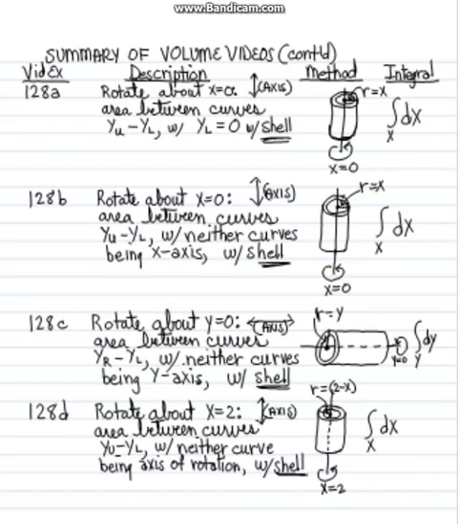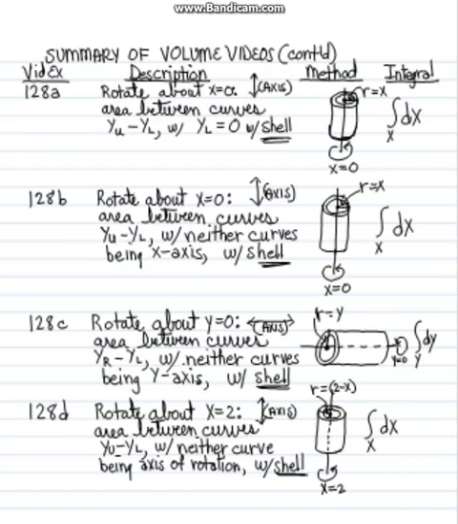For video 128B, we were asked to rotate about the axis x equals 0 again, so that again was the vertical axis, the area between two curves, y upper minus y lower, with neither of the curves being the x-axis. That's what made this example different, using the shell method. So the sketch is very similar, and again, the differential is dx. We're integrating over x as we nest these shells outward from the center outward.